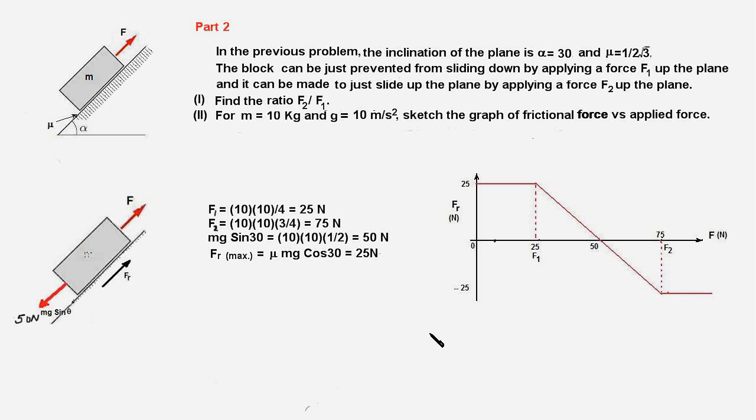I have already drawn the sketch of the frictional force Fr and the applied force F. The applied force F is on the x-axis and the frictional force Fr is on the y-axis. Let us first mark the force values F1 and F2, which are 25 newtons and 75 newtons. So the block is in equilibrium in this range of the applied force. So this is the range of equilibrium.